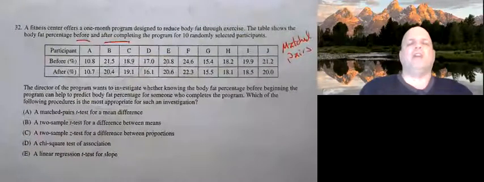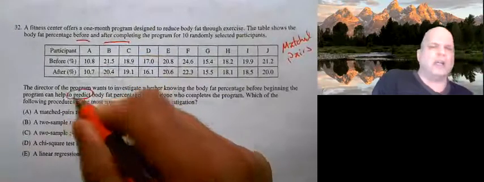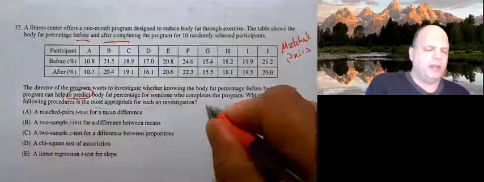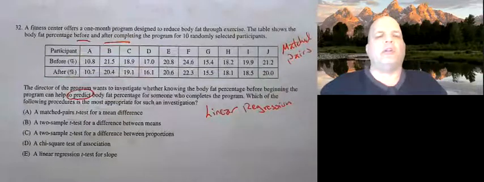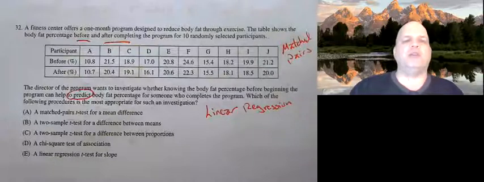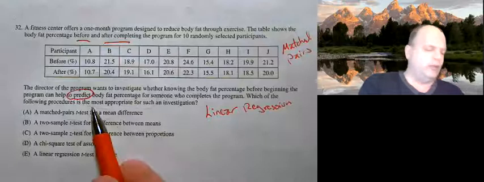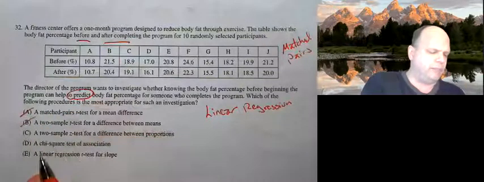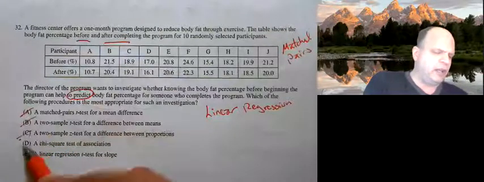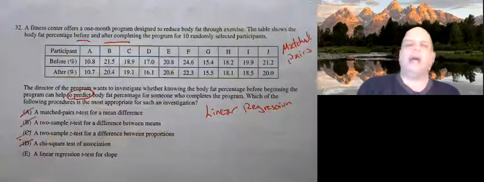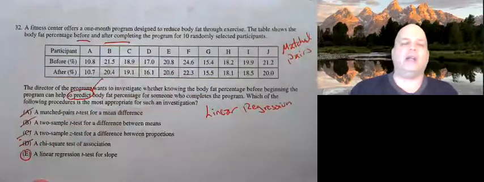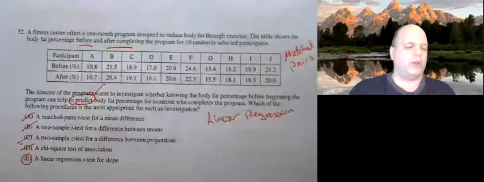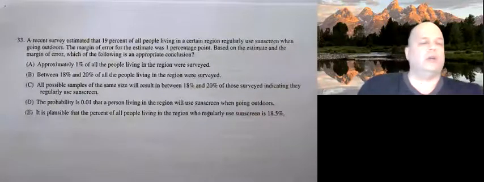The director of the program wants to investigate whether knowing the body fat percentage before beginning the program can help predict. The only type of problem that we work with for prediction is linear regression. So although it looked like this was going to be matched pairs, this appears to be a linear regression. Which of the following procedures is the most appropriate? Well, we already said it was for prediction, so matched pairs is not it. A 2 sample t is not it. A 2 sample z is not it. Chi-square is not it. And the very last one happens to be linear regression. If you did not catch the word predict, you probably marked A, and I totally understand that, but this is why it's really important to read the questions all the way through, because they do some things on here to try to trick you, and that's one of them.